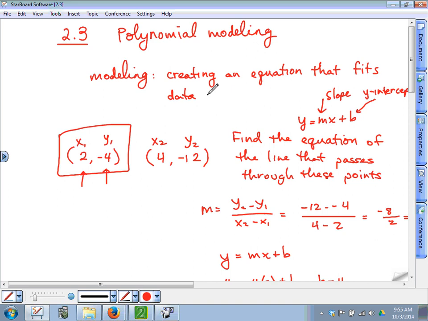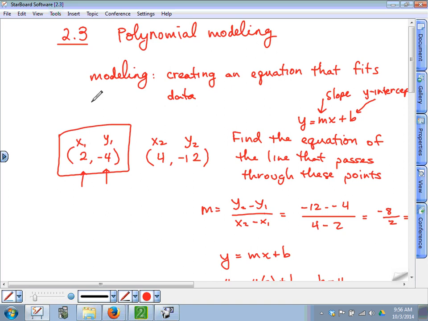Once we have an equation, we can make predictions. What's the life expectancy in 1982 or 2005? Okay? And we do that with an equation. Calculator does it really easy for you. That's why you need to have one.